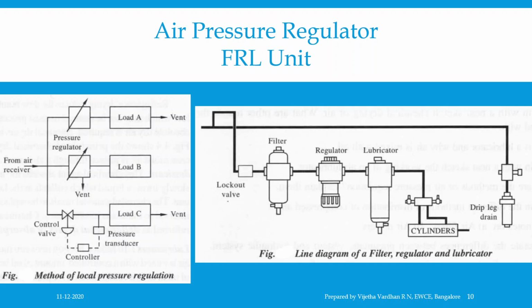The lubricator is a mist type. The required lubrication is set by adjusting the screw. The amount of oil atomized is proportional to the airflow. FRL units are connected upstream of the pneumatic system, which saves space and improves the efficiency of the system, and the respective figure shows the line diagram of the FRL unit which you can observe.